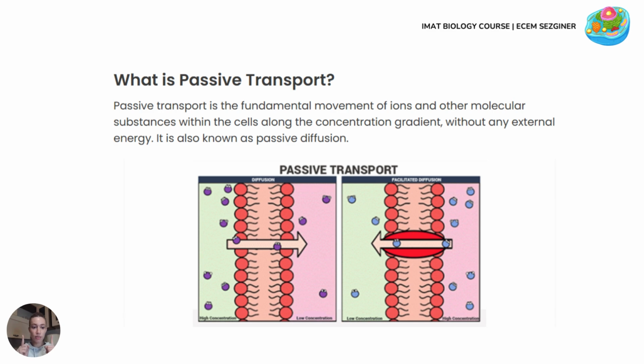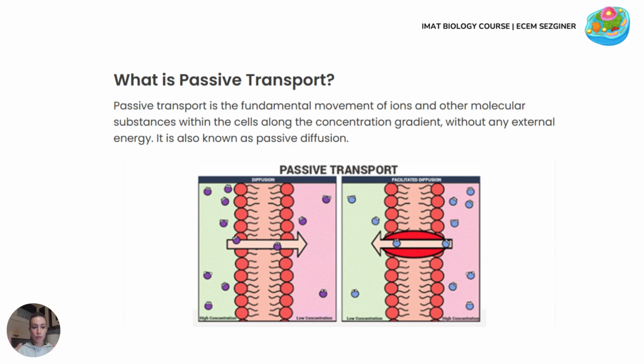concentration gradient. Now, this is quite important. When it's passive transport, it has to happen through the concentration gradient. So, what does this mean? Maybe you don't know the concentration gradient. It means that the molecules have to travel from the higher amount of the molecules to the lower amount of the molecules. So this is the direction, from the higher amount to the lower amount.